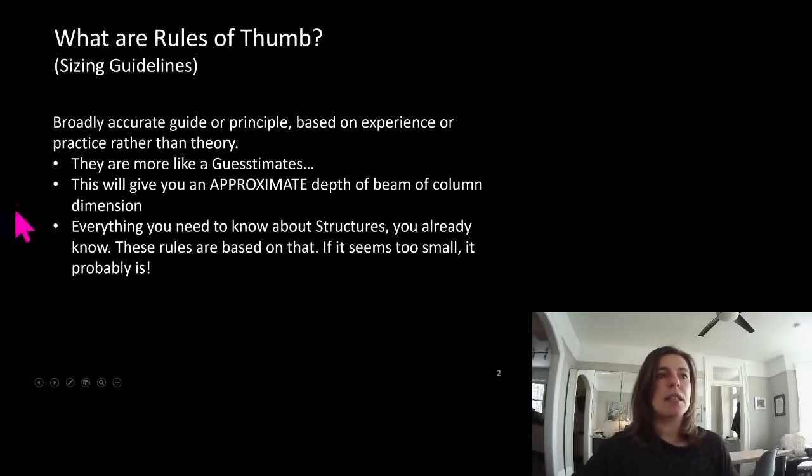So these sizing guidelines are really just a rule of thumb or a rough estimate of a size. But most of the time, they're going to be pretty darn close to the final answer. Now, they're a broadly accurate principle or guideline based on experience or practice rather than theory. So, you know, we do this stuff enough, and you start to see that in this range of normal, when you do out the final calculations, this size beam tends to be a good size beam. So, they're guesstimates, if you want to call it that, but very, very good guesstimates, or a really close guess to the final design size.